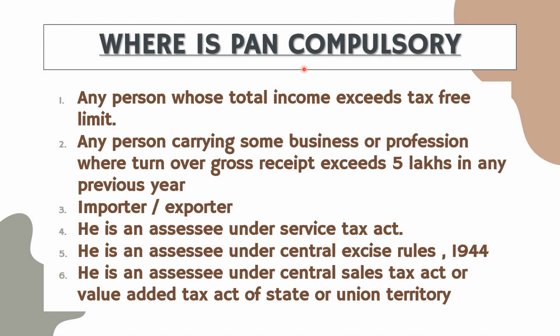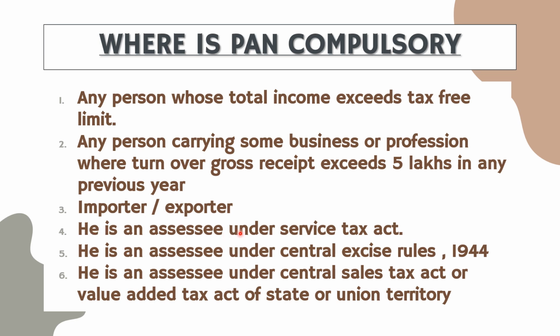Question is, where is PAN compulsory? It is compulsory when your income exceeds the total tax-free limit. Once you cross that limit, it is mandatory to have a PAN number. Secondly, any person who carries on some business or profession where the gross receipt exceeds 5 lakh in the previous year. If it is under 5 lakh, you don't need to have one, but once you cross 5 lakh, it is required to have a PAN. If you are an importer or an exporter in India, PAN is compulsory.